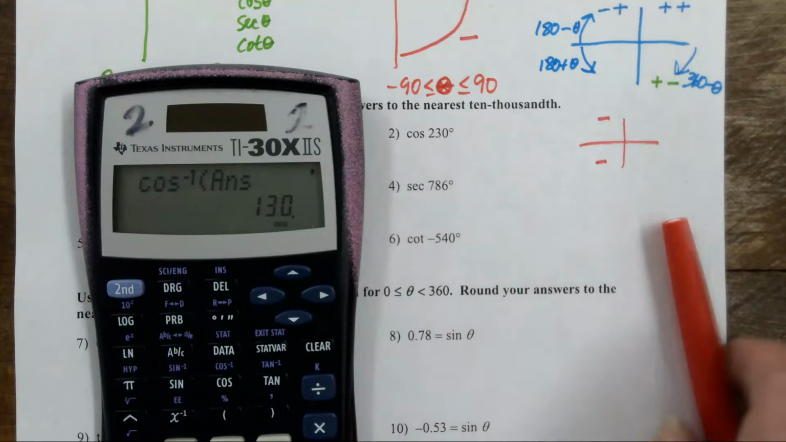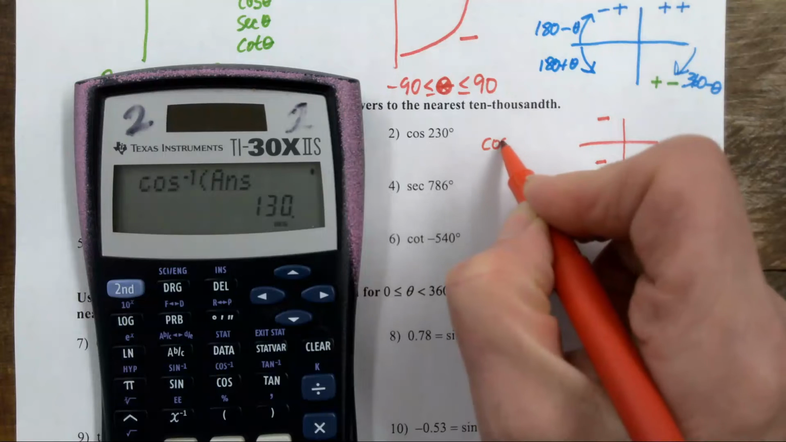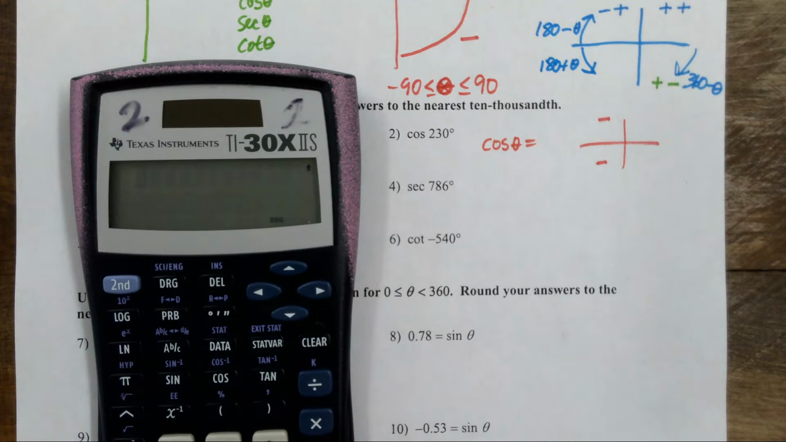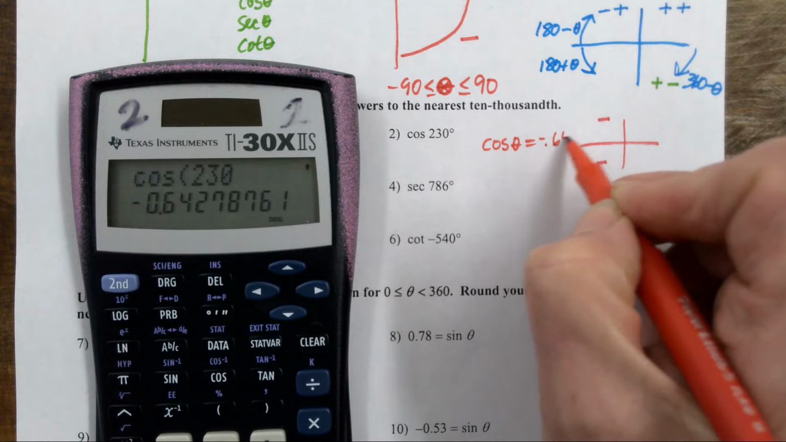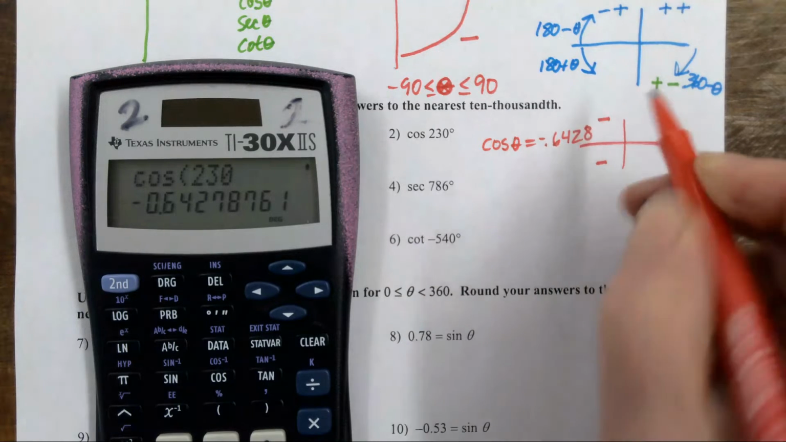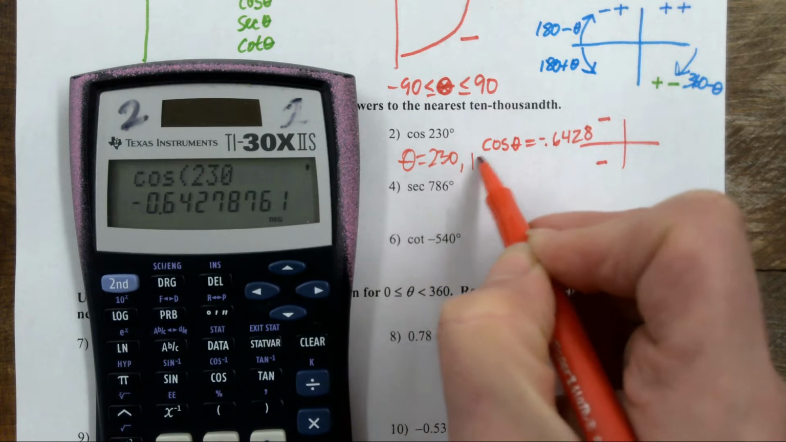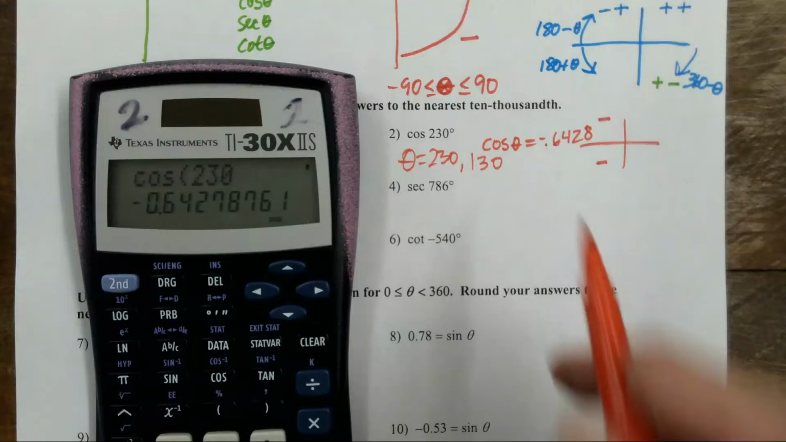So if my problem was the cosine of theta equals, I'm going to put that in here again, cosine of 230, negative 0.6428, I'll put that in. My two answers would be 230 and 130. Those would be the values that would get that.